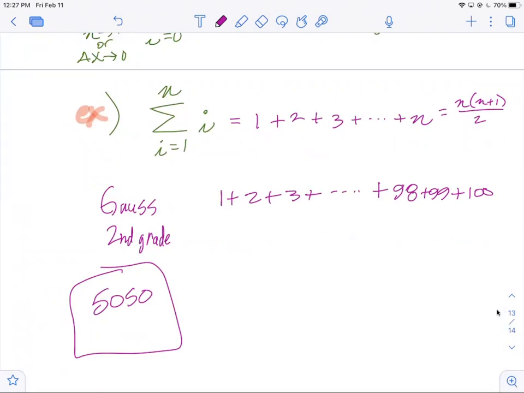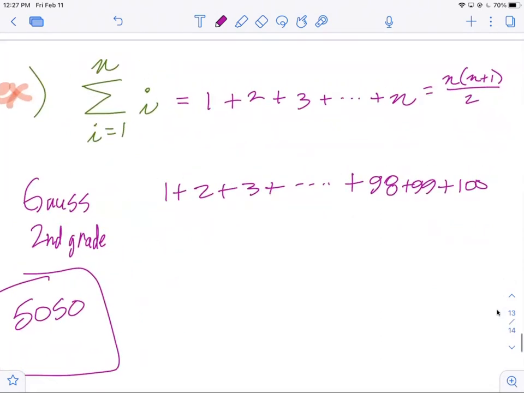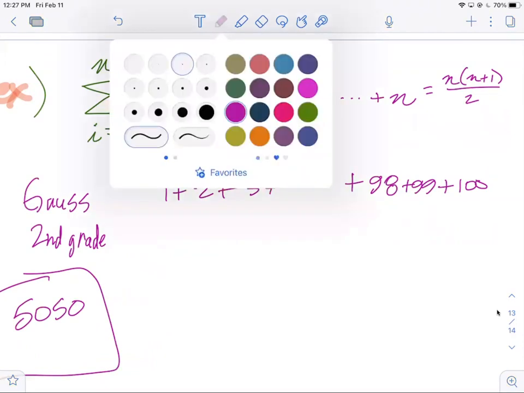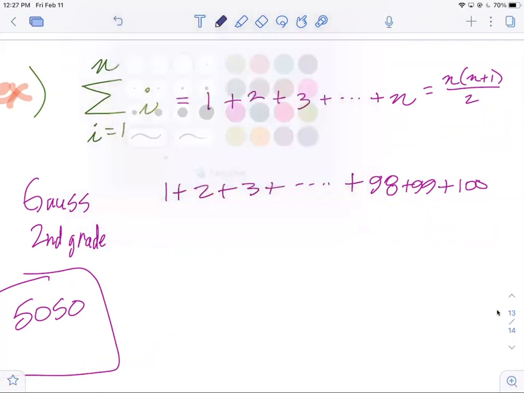So Gauss supposedly found that in second grade. So in order to do the limit as n goes to infinity for these Riemann sums, you have to have a couple of those formulas memorized. Now, before I leave the story, there's a real easy way for you to appreciate how he thought about it.